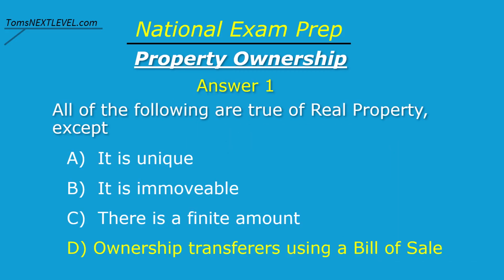Answer to number 1 is letter D. Reading the question carefully, I hope you did, it asks all of the following are true of real property except. It's another typical except question you'll see, because ownership does not transfer with a bill of sale. It transfers, of course, with a deed.